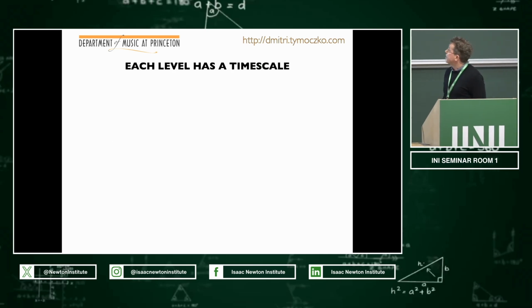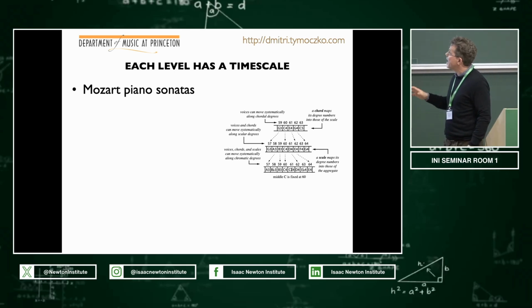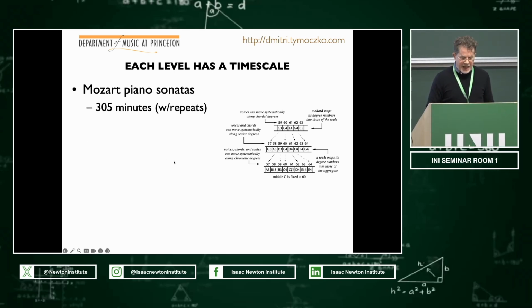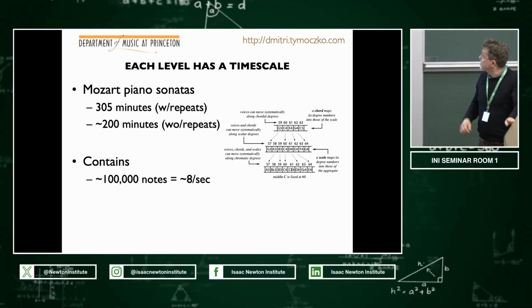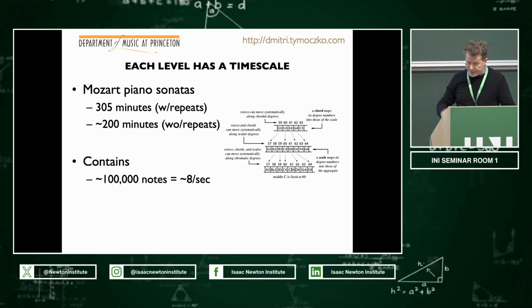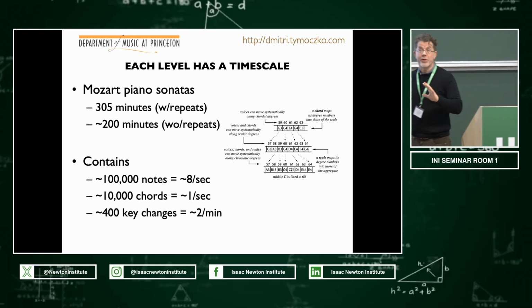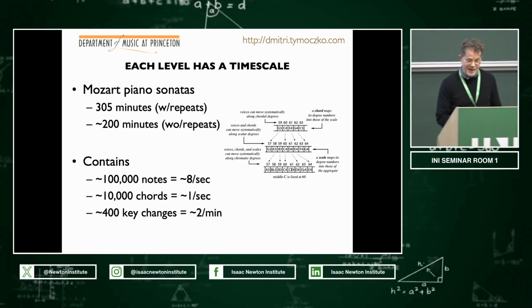Now, since we're talking about scaling, each of these levels has its own time scale, all right? And just to give some back-of-the-envelope calculations, Mozart's piano sonatas are 305 minutes long with repeats, so it's about 200 minutes if we take out the repeats. The sonatas contain about 100,000 notes, so something like 8 per second. That's the top level of motion. And then there are about 10,000 chords, so about 1 per second, and about 400 key changes, so those occur about 2 per minute. So we have these nice order of magnitude timescales happening there.